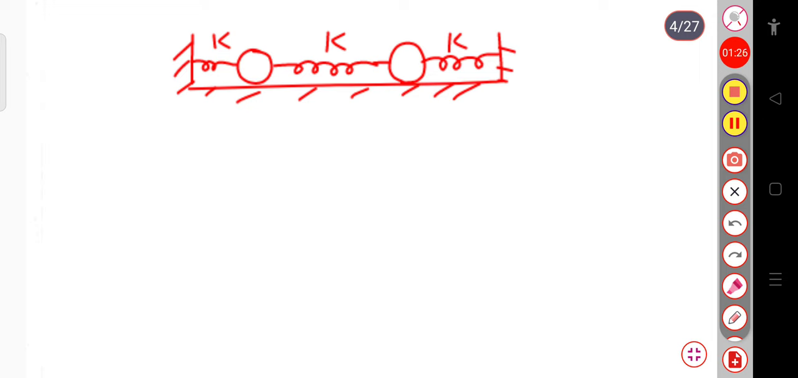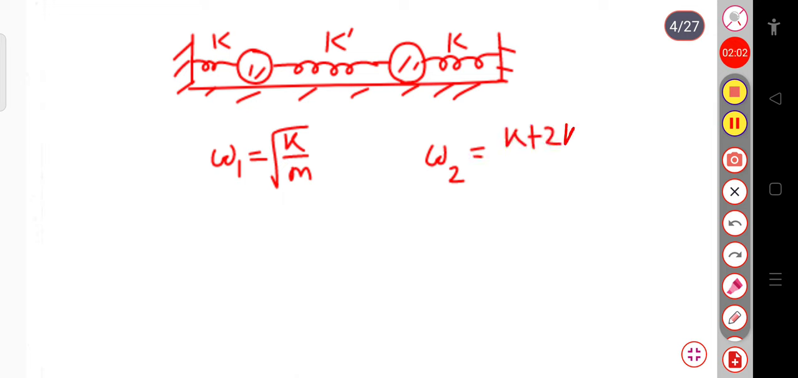And you know, for the normal mode, in general, for the two coupled oscillator, if this is your k prime, another spring constant that is attached to the two masses, this mass and this mass, and the springs attached to the wall have the same spring constant k, then for the normal modes of vibration we have written omega 1 equal to root over k by m, and omega 2 equal to root over k plus 2k prime divided by m.